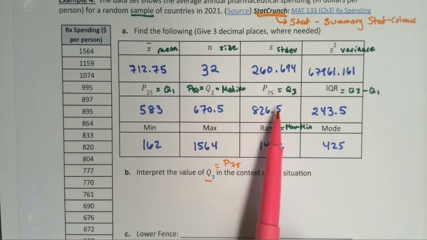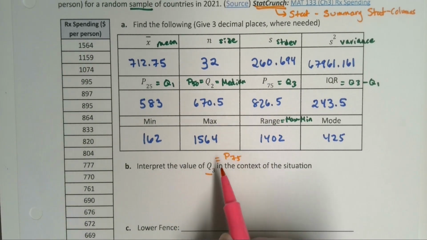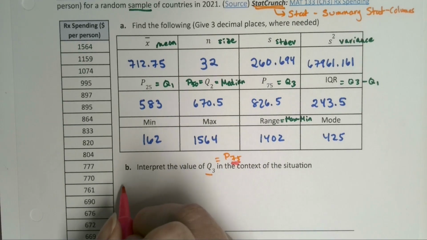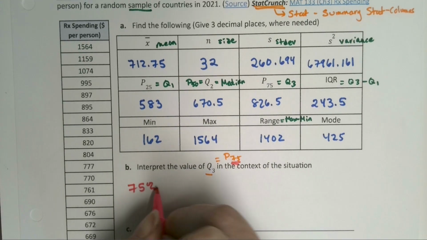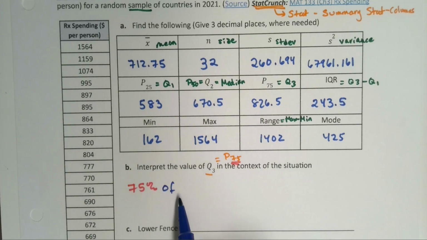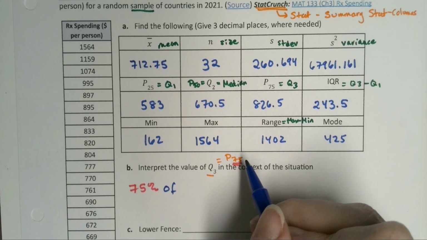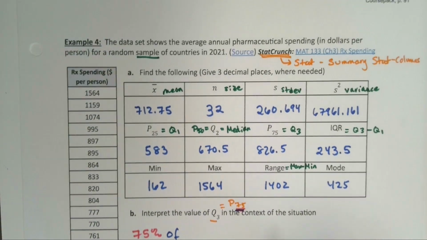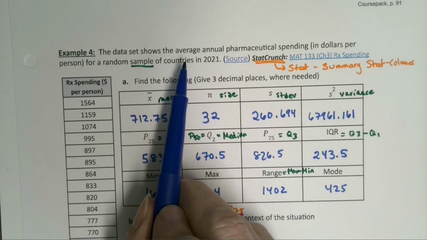So Q3 is this number right here. So you start by saying Q3 is P75. So you say 75% of, now what was this about? Right? This isn't test scores, right? So this is something else. So this was countries, right? 75% of countries.